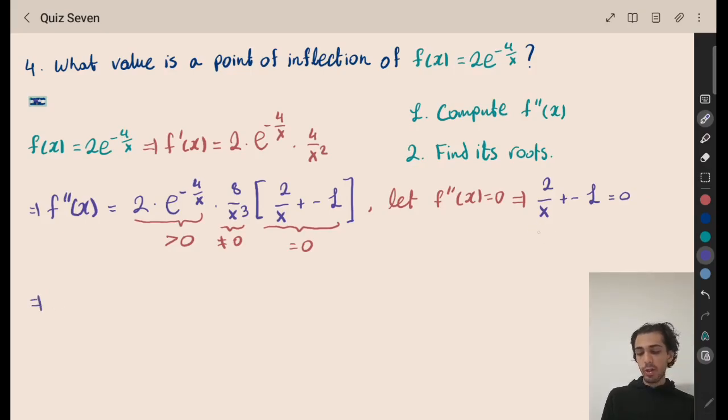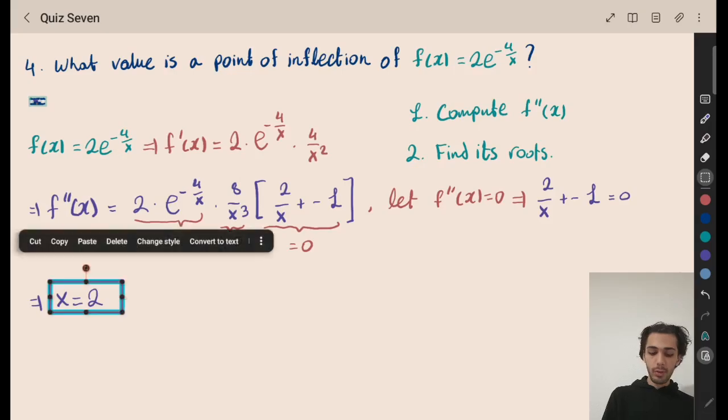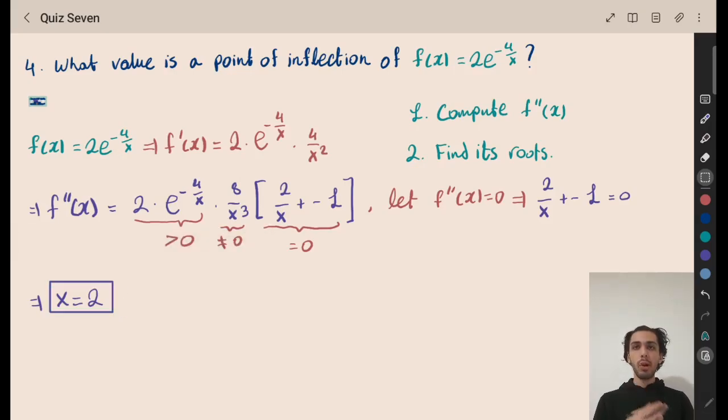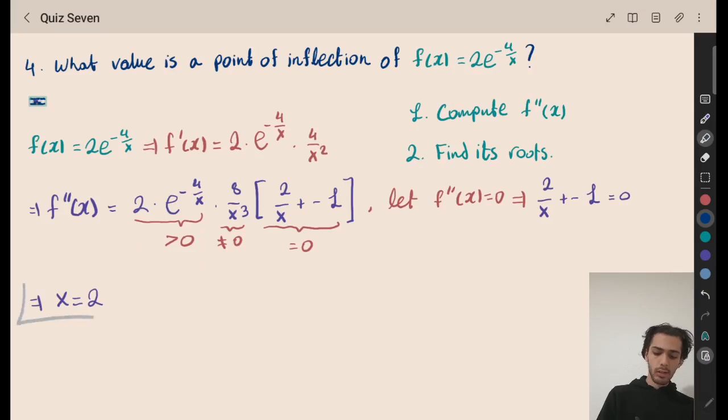I mean, if you just plug in 2, you get 2 over 2, which is 1. And 1 plus negative 1 is 0. So this is the root of the second derivative. So it looks scary, but with some proper simplifications and a little bit of patience, you can make progress on the problem. So we know that x is a point of inflection. x is equal to 2. And that is actually all we need to find out. So I don't think the exercise asks for anything else.